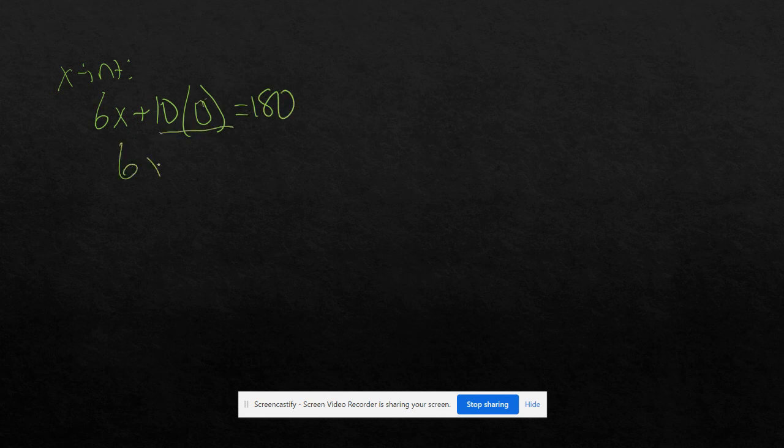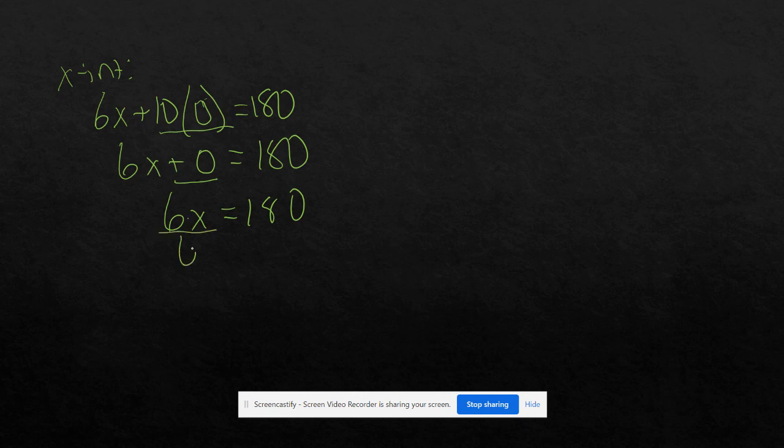All right, so we have the x-intercept first. 6x + 10y, remember we make y 0, is equal to 180. 10 times 0 is 0. Anything plus 0 is itself. So we're left with 6 times x is equal to 180. The opposite of multiplying x by 6 is dividing by 6. And so we get x is equal to 30. Our x-intercept then is (30, 0).